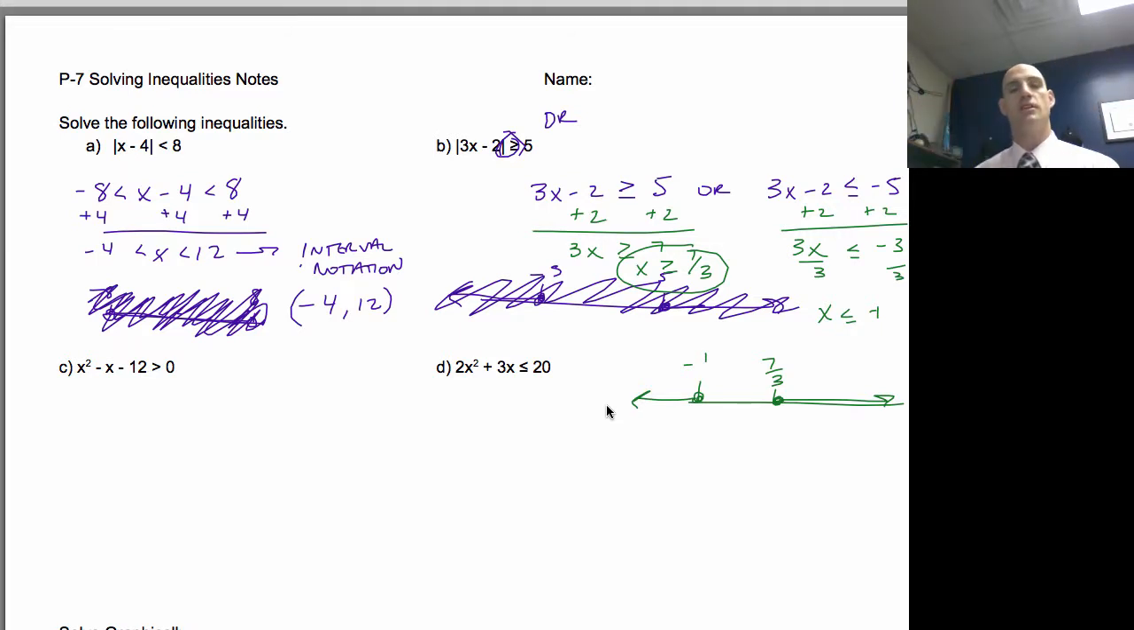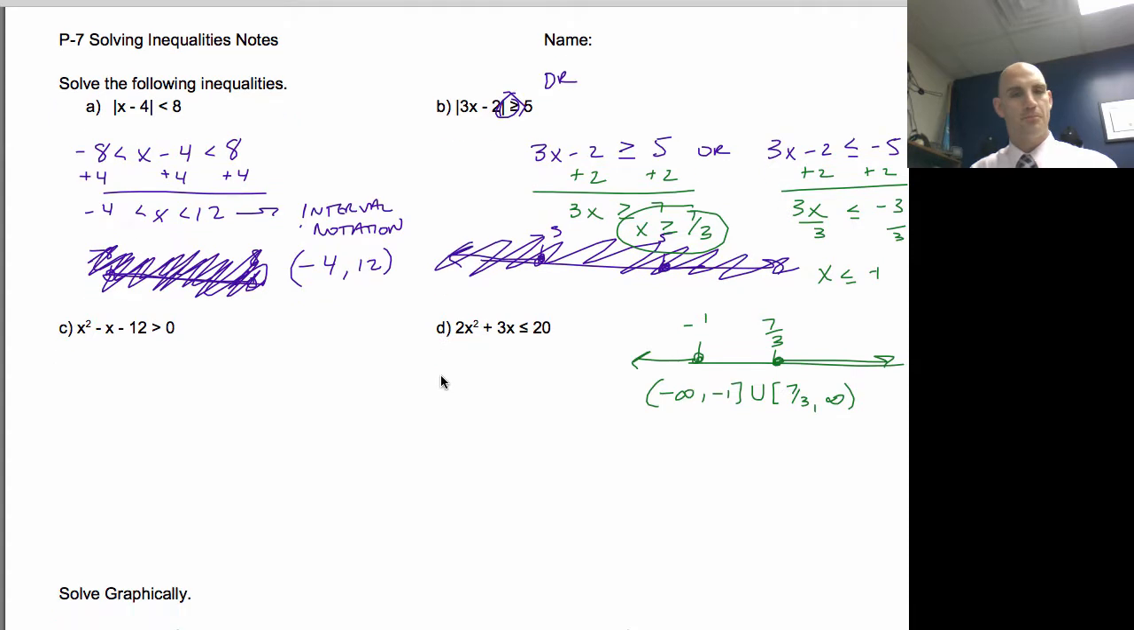And so now my solution comes in two parts, and I'm going to write it in interval notation. It's going to be from negative infinity to negative 1. 1 is included because it's "or equal to." Union 7/3 to infinity. So it could fall in either one of those intervals. That's my interval notation, and I'm putting the union to signify that it's all of those things, okay?